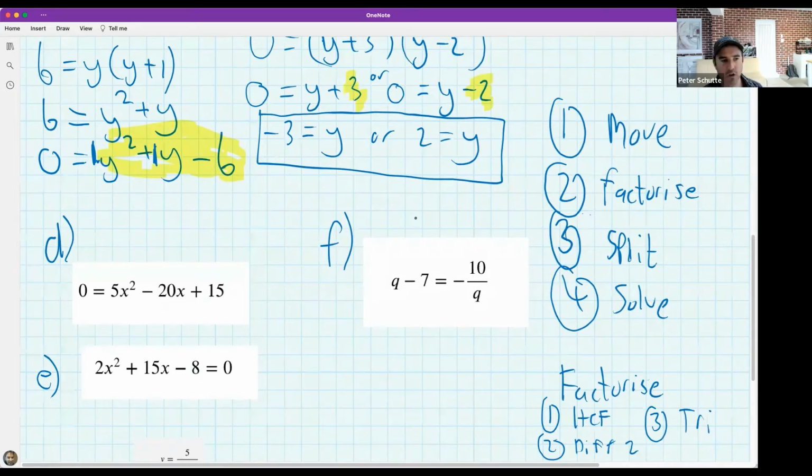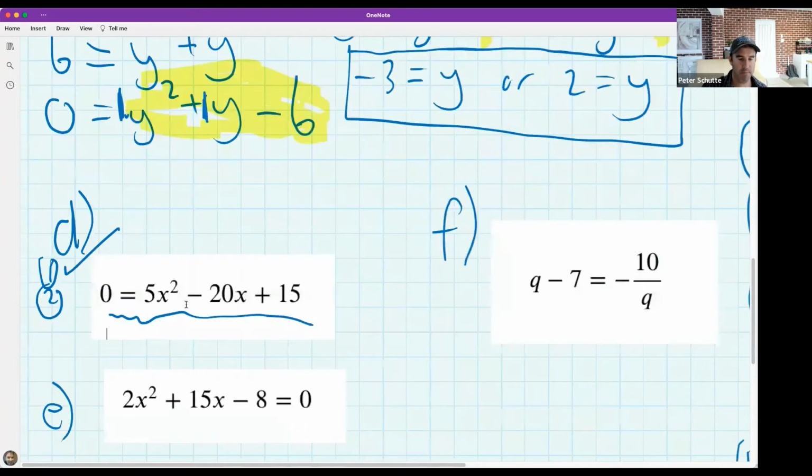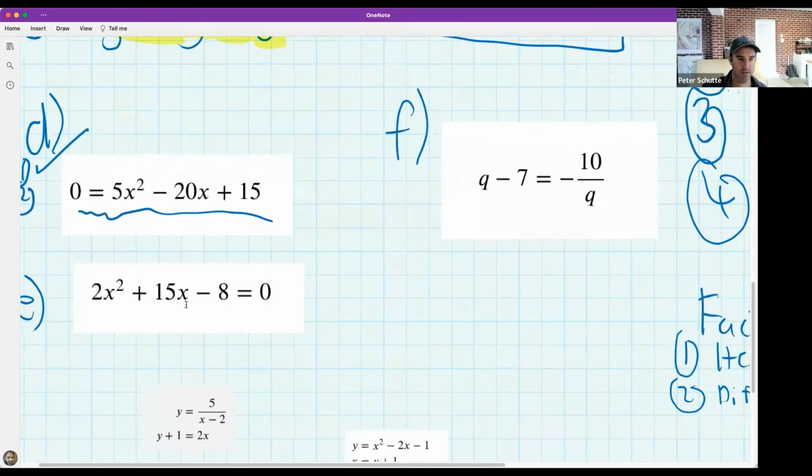Okay, so Mosa, how do you use the steps? First of all, if you look at D, can you see that everything is on one side, and then the 0 is on the other side? So step 1 is actually taken care of already. Now you're on to step 2, which is, how do I factorize this thing? That is what I'm going to make a bigger focus.